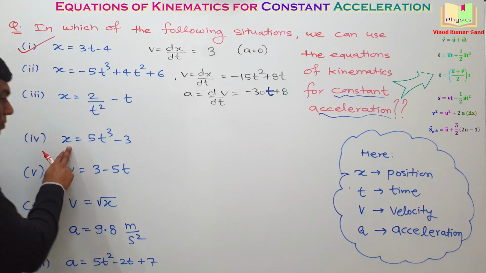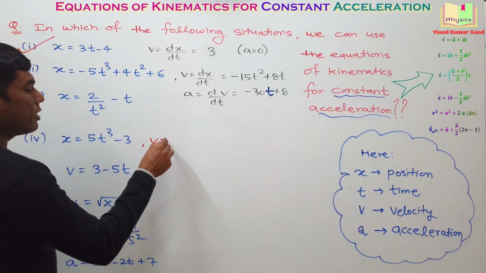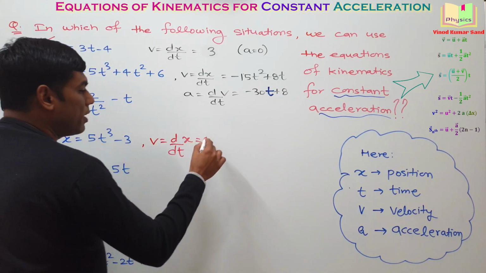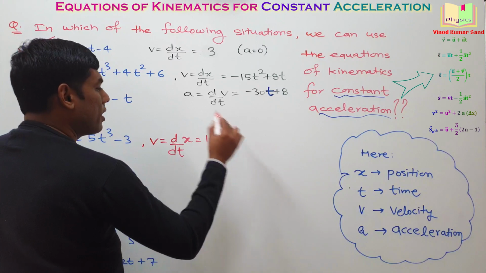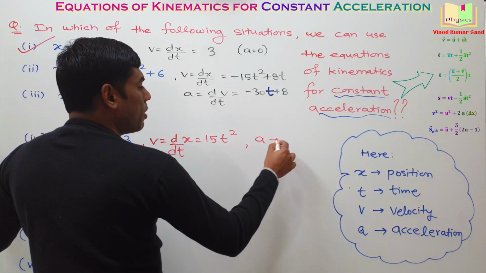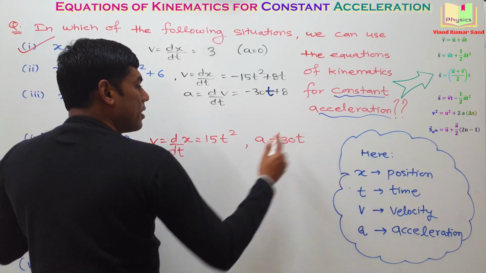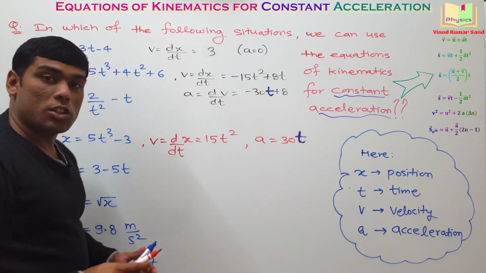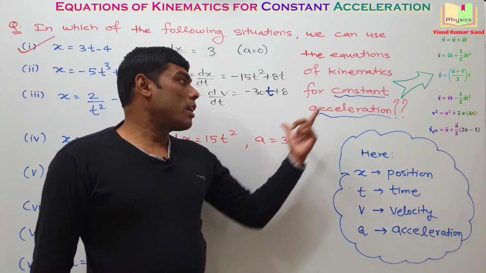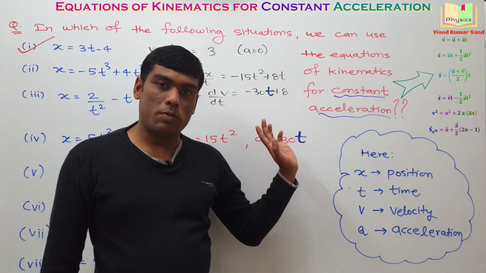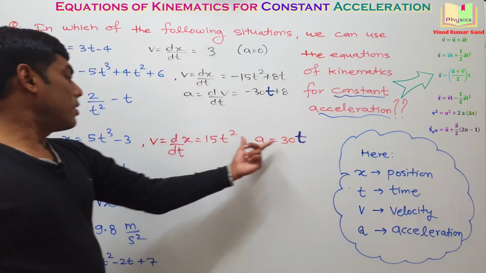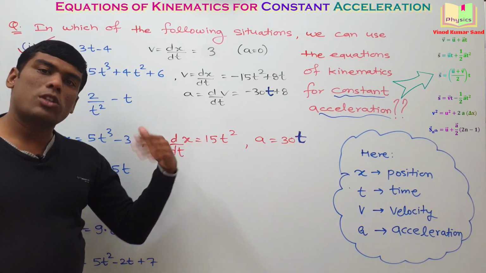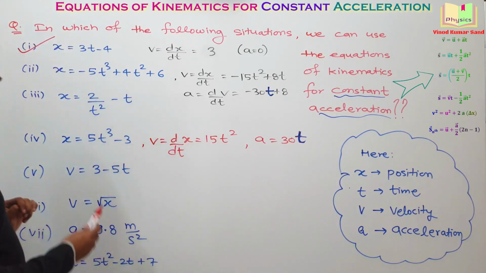Let us check this one. If you differentiate it, v is equal to d by dt of x, the answer will be 15t square, and acceleration will be equal to 30t. Acceleration is dependent upon time. As the time is changing, the acceleration is changing. So we cannot use the equations of constant acceleration. If you want to solve anything related to this kind of expression, you can use differentiation or integration.